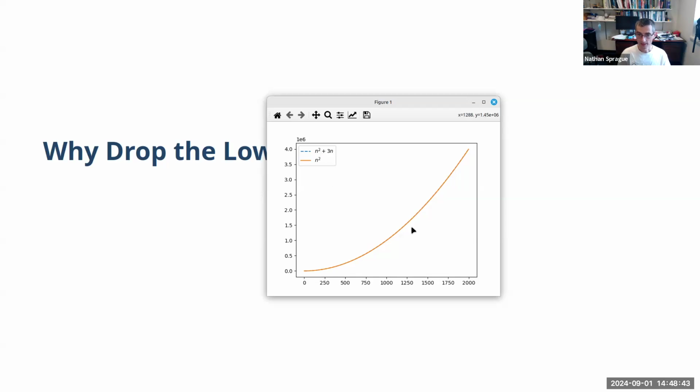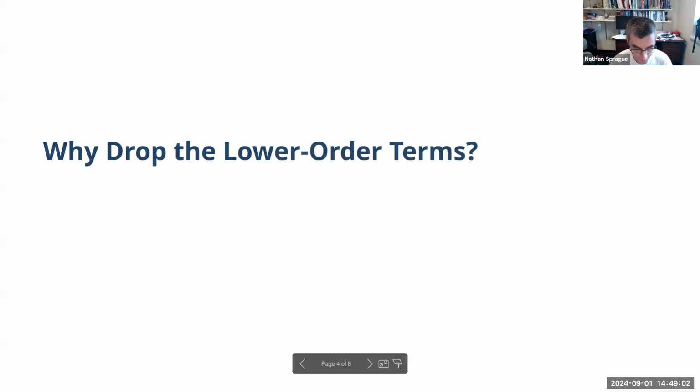And at this point, it seems like the 3n is kind of an irrelevant detail if what we're interested in is the shape of this function as it grows. It's really not having any impact in the long term. These two functions look exactly the same. And that's the justification for dropping these lower order terms, the informal justification.